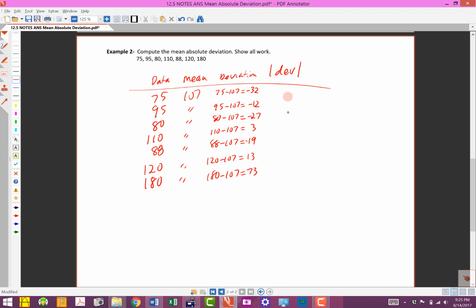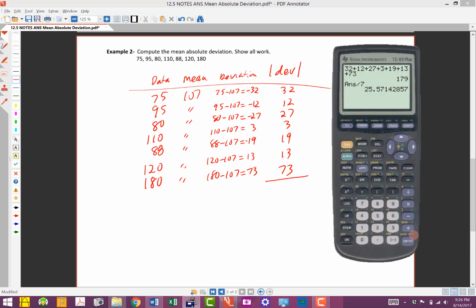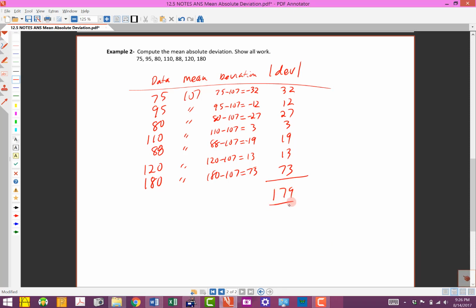Now, the quick part here is just going through and figuring out what the absolute value of the deviation is. Because remember, we don't care which direction. We don't care whether it's positive or negative, below the mean or way above the mean. We just care how far it is. So this is going to be 32, 12, 27, 3, 19, 13, and 73. And then we're going to add those up. Okay, so you'll notice that I added them all up. I ended up with 179, so I'll put 179 right here.